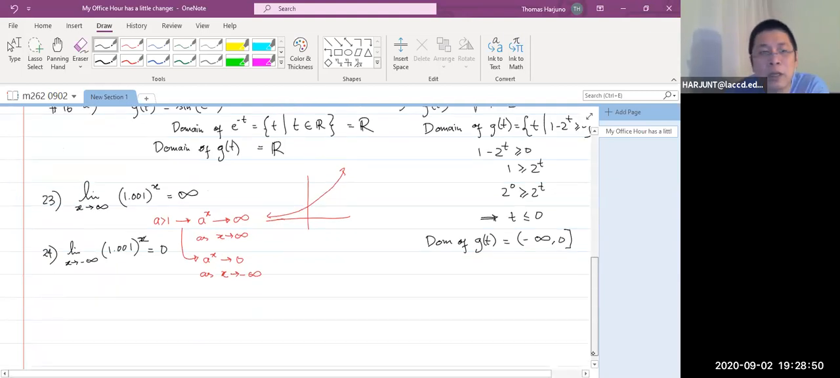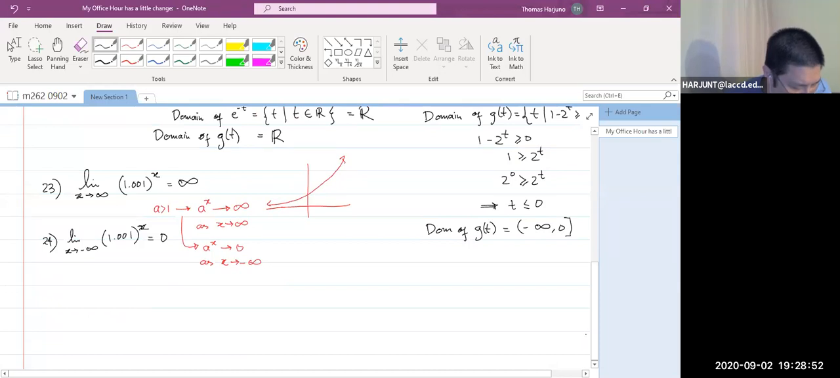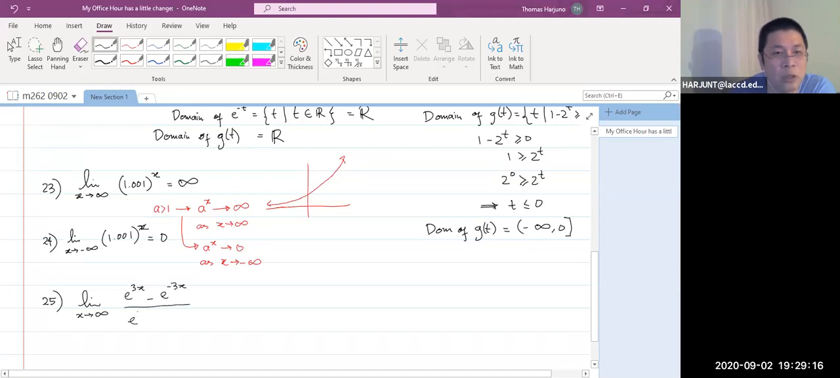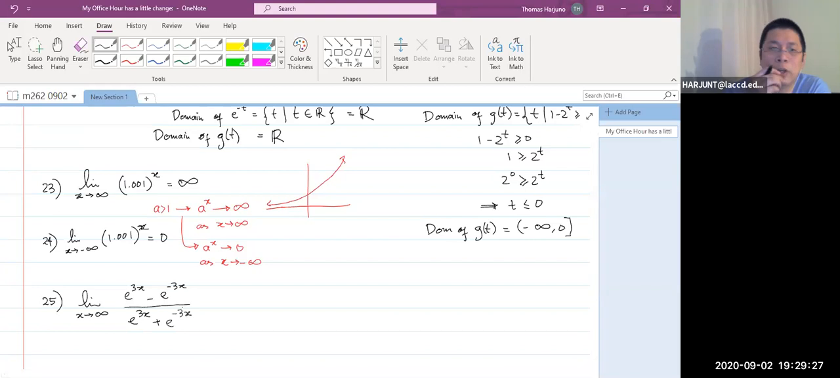Now the thing is, I would really like to do number 26 though. Number 25, even though that's an odd number. Number 25, limit x goes to infinity of e to the 3x minus e to the negative 3x over e to the 3x plus e to the negative 3x. How would we do this?